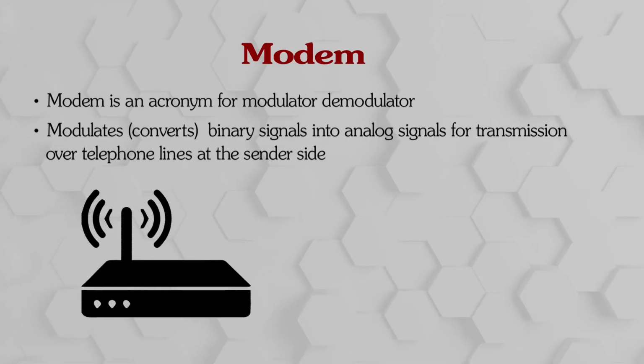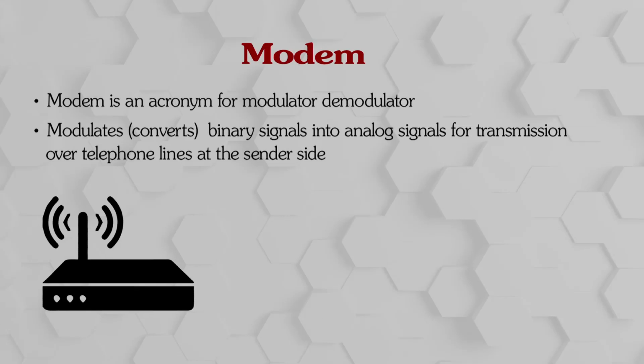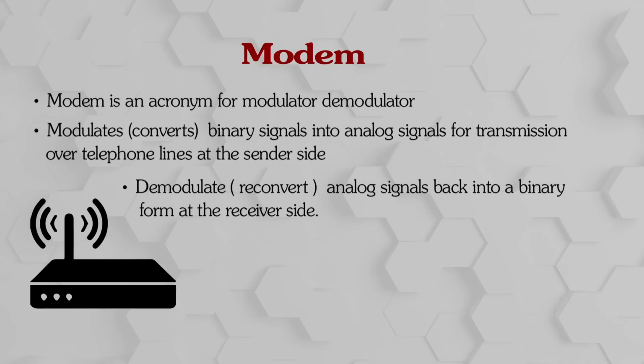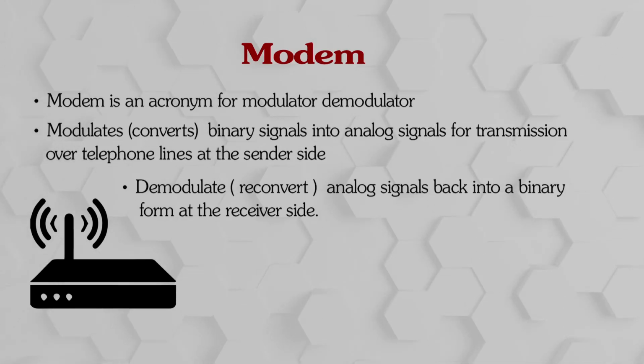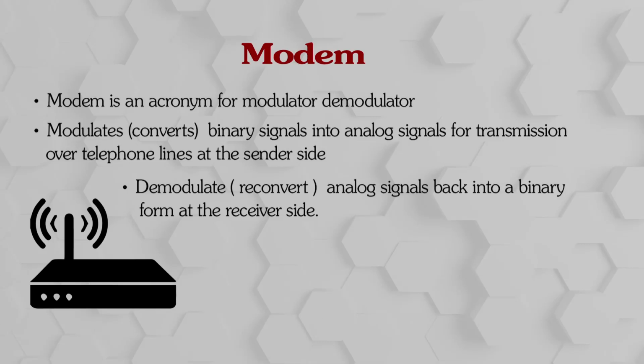The modulator modulates or converts a binary signal into an analog signal for transmission over telephone lines at the sender side, whereas the demodulator demodulates or reconverts the analog signal back into a binary form at the receiver side, or back into a digital form at the receiver side, because the system works only in the form of digital, but transmission takes place in a different form. So modem basically does modulations and demodulations.